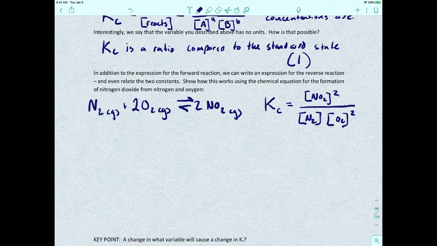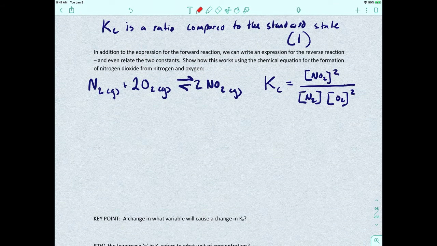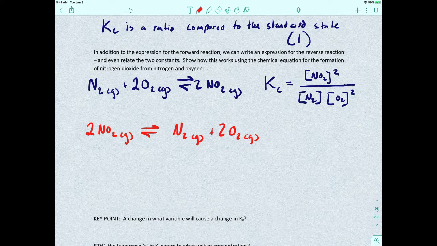If I was to write this reaction in reverse, let's switch colors. I'm going to do this in red. The reverse reaction: 2 moles of NO2 forms 1 mole of N2 plus 2 moles of O2. So this is just the reverse of the reaction we just wrote above. And if I was to write an equilibrium expression for that reaction, Kc would be the concentration of N2 times the concentration of O2 squared divided by the concentration of NO2 also squared.